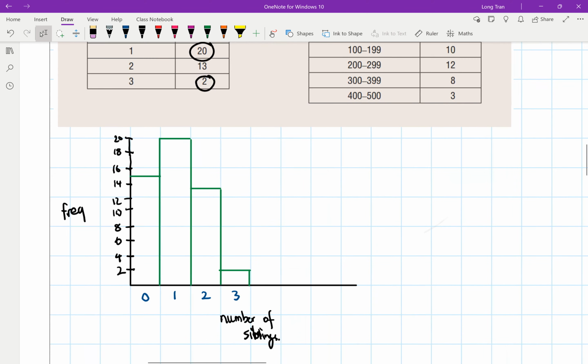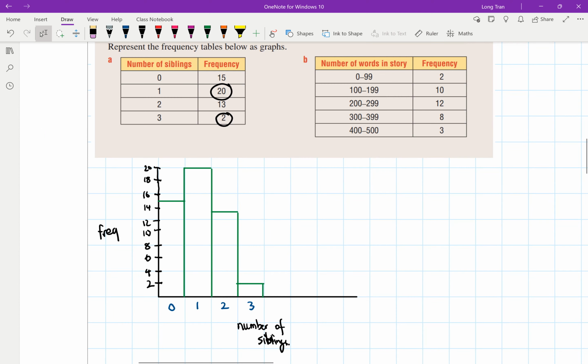What's the difference with B? B, that's an interval. So you will be doing 0 to 99. So 99's here. Next one is 100 to 199. So you can do 100, 200, 300, 400, and it's on a scale. Okay, that's how you would want to do that.